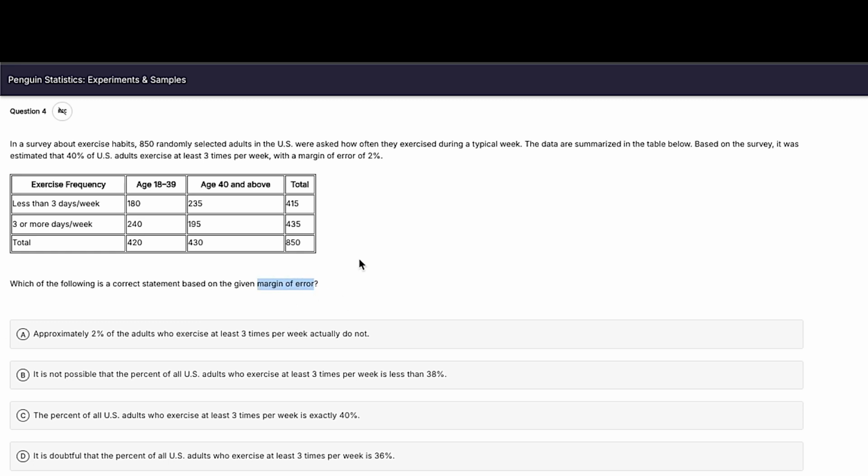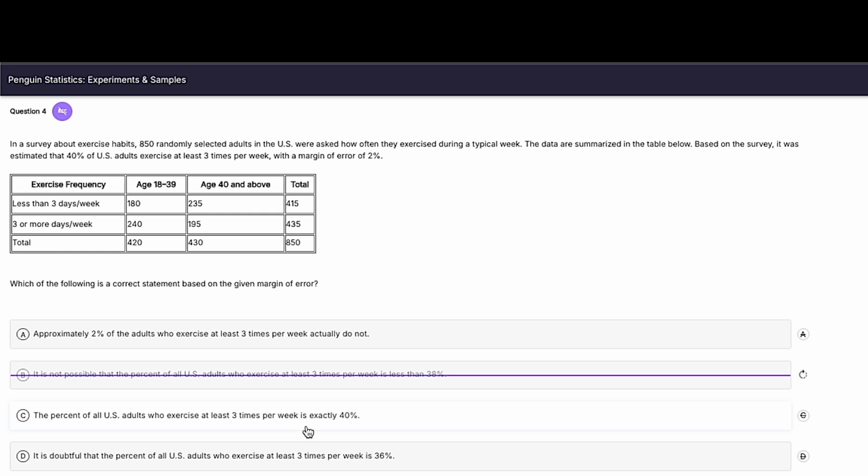All right, let's take a look at this one, which does indeed mention a margin of error. So we've got exercise habits, and it's telling us it's estimated that 40% of adults exercise at least 3 times a week. Margin of error is 2%. So first, let's get rid of any absolute language. B says it is not possible. That is way too absolute of a statement, so we're going to get rid of it. I see the word exactly in choice C. We're going to get rid of that one.